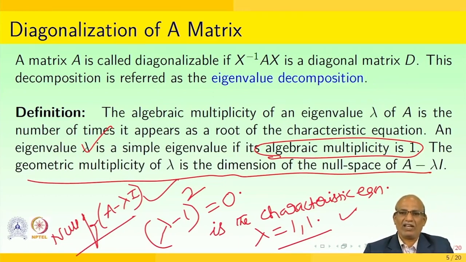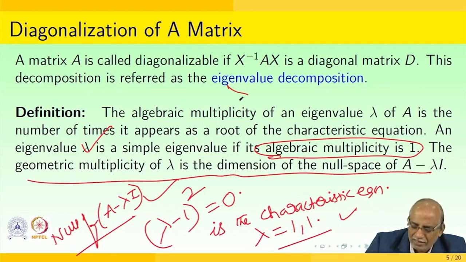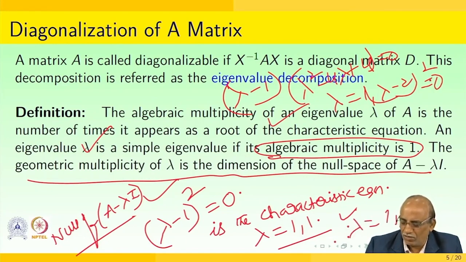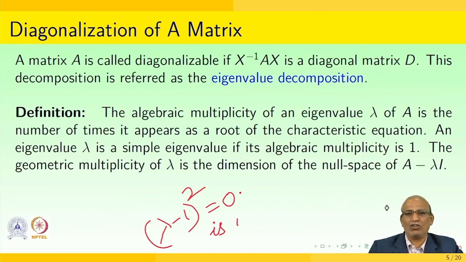The algebraic multiplicity of an eigenvalue lambda of A is the number of times it appears as a root of the characteristic equation. For example, lambda minus 1 whole square is equal to 0. It appears twice, lambda is equal to 1, so the algebraic multiplicity is 2. An eigenvalue lambda is simple if its algebraic multiplicity is 1. For example, take the characteristic equation lambda minus 1 times lambda square minus 4 lambda plus 4 is equal to 0. Then lambda minus 2 whole square is equal to 0, so lambda is equal to 1, 2, 2. In this case, lambda is equal to 1 is simple and lambda is equal to 2 has multiplicity 2.